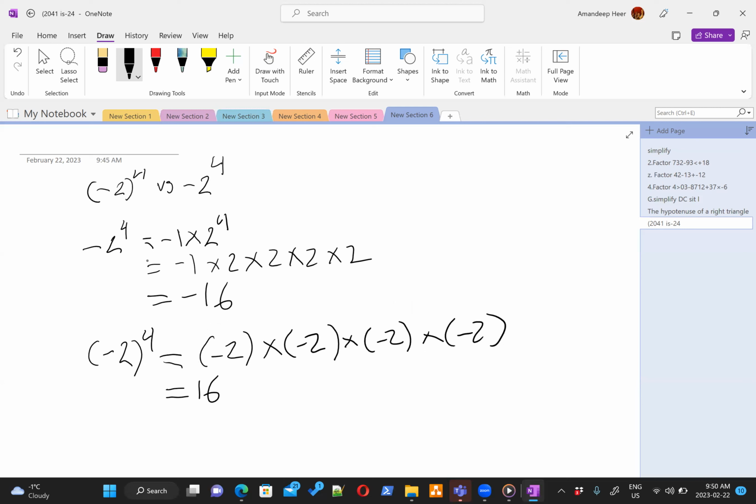So what I do with these kinds of things is write it out and expand it out. By doing this, you will avoid making the mistake of writing negative 2 to the power of 4 as positive 16. A lot of kids make this mistake. They always get confused with this. I've seen this a lot. So I want to make sure you don't make this mistake.